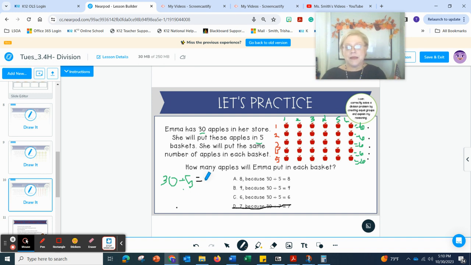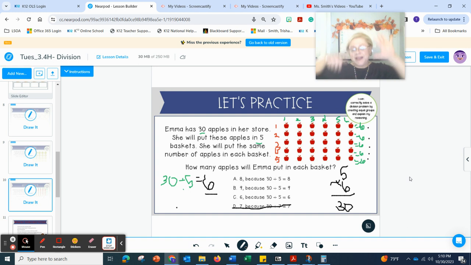Sorry, my hand is getting a little shaky here. Then we could also say 5 times an unknown number equals 30. Well, we know it's not an unknown number because it's 6. 5 times 6 equals 30. We could also check that really quickly by counting by 5s. 5, 10, 15, 20, 25, 30. So 30. Now, which of these matches what we just came up with?